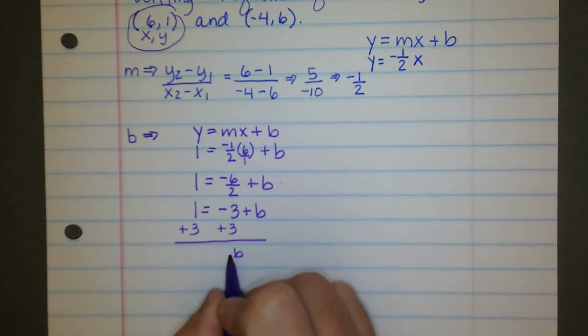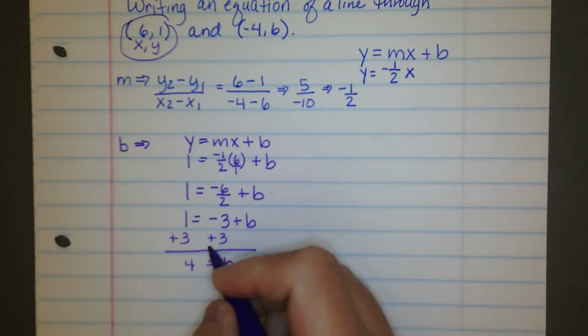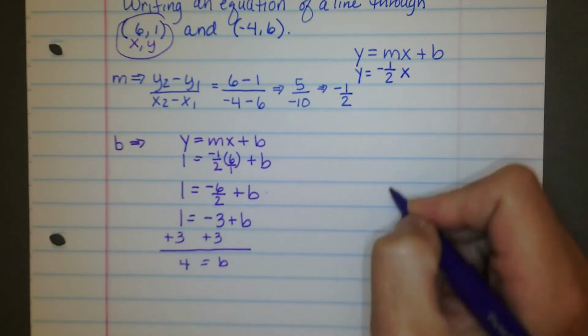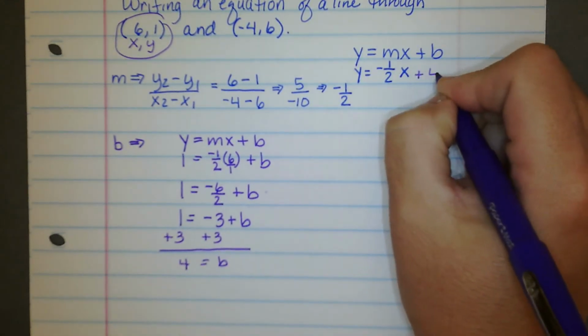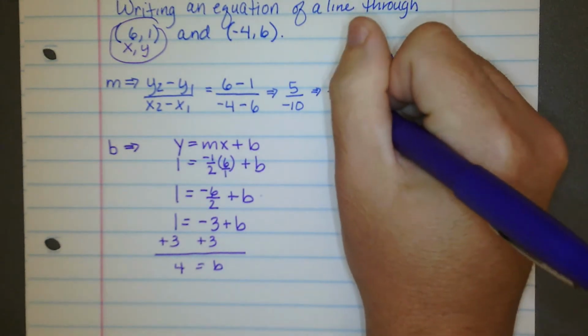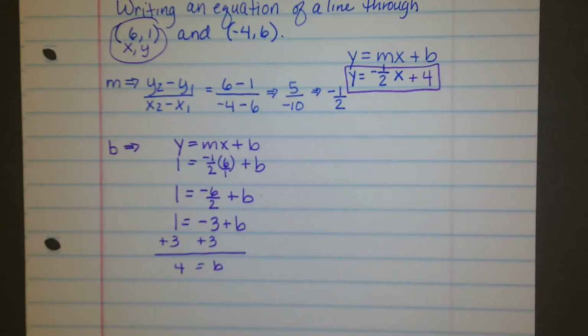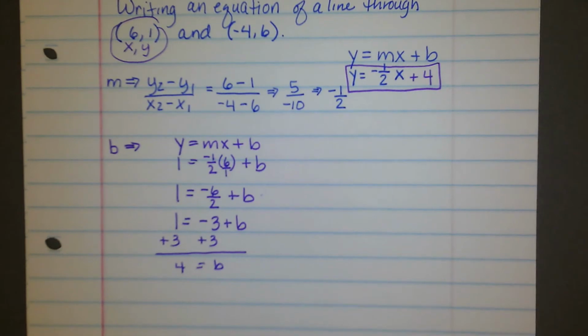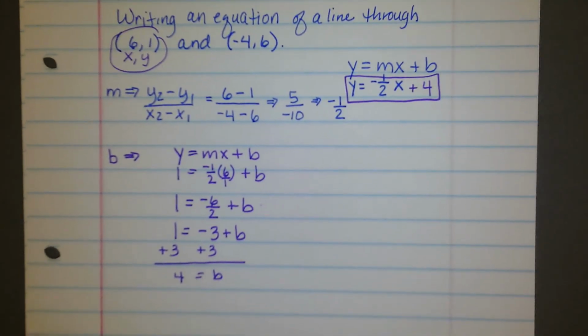My y-intercept is 4. And that means that at the end of this, we're going to go all the way up here, and 4 is your y-intercept, and your final answer is y equals -1/2 x plus 4. That's our easy one.